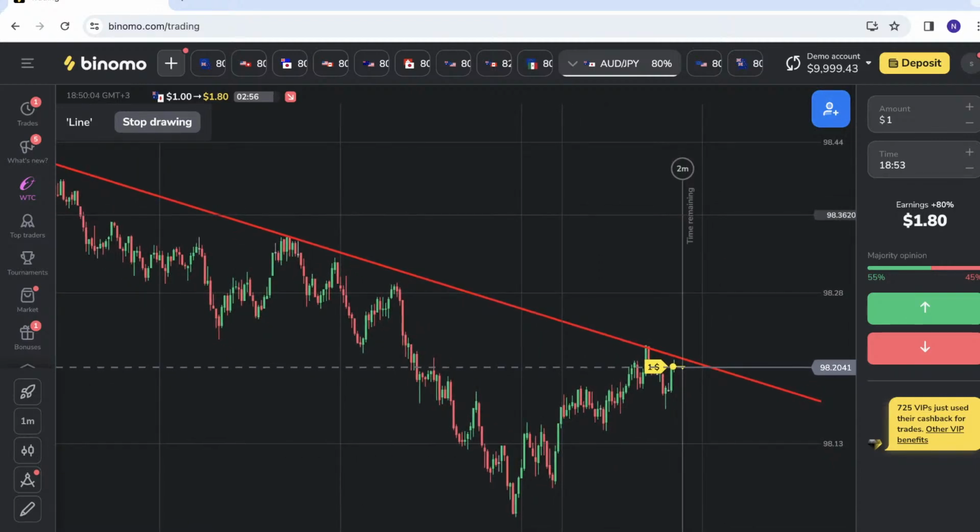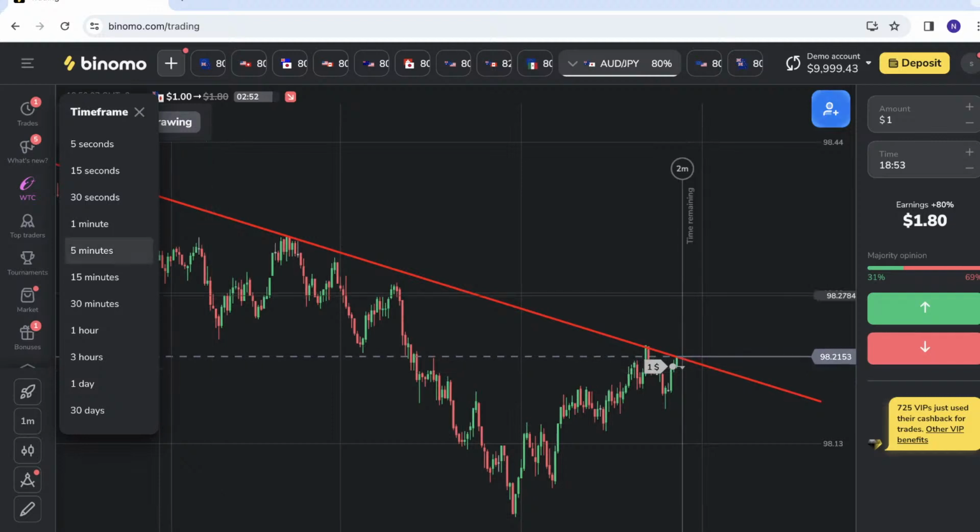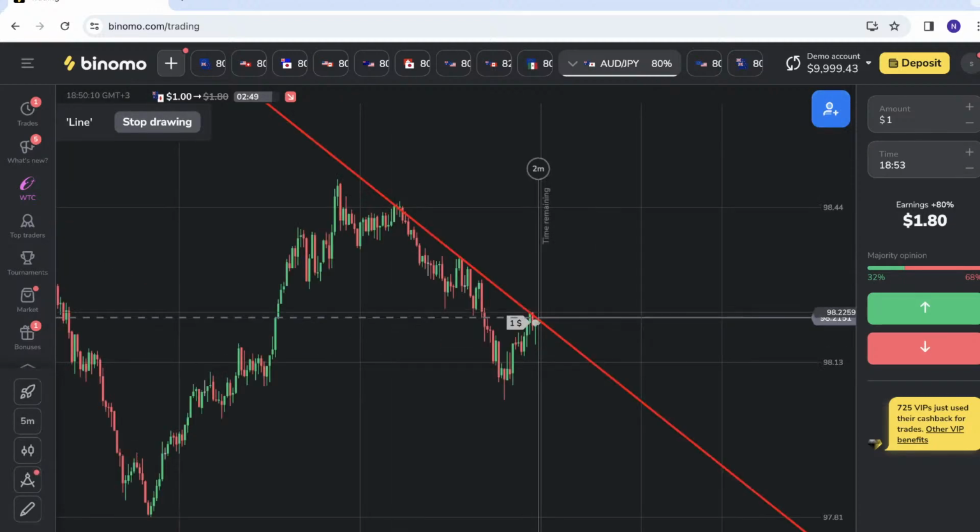If you get signals, for example, on 5 minute time frames, you can also open 15 or 20 minute trades. So again, we can wait to see how these trades will finish.